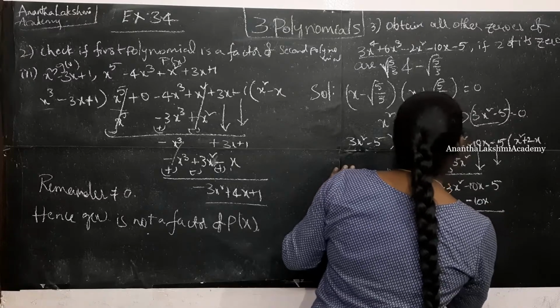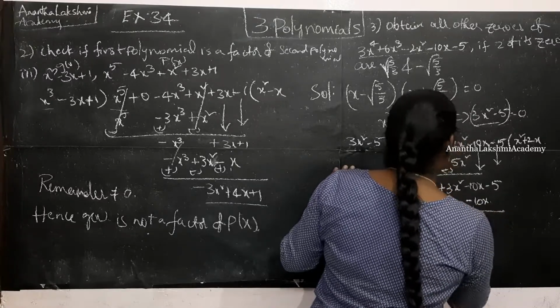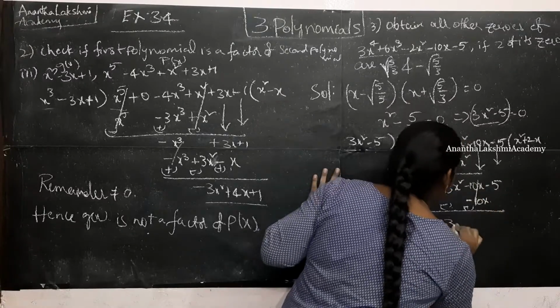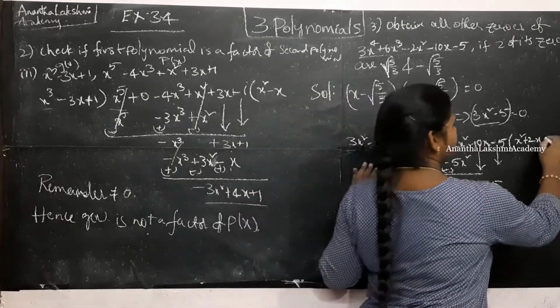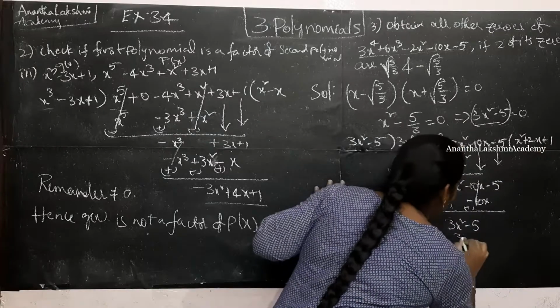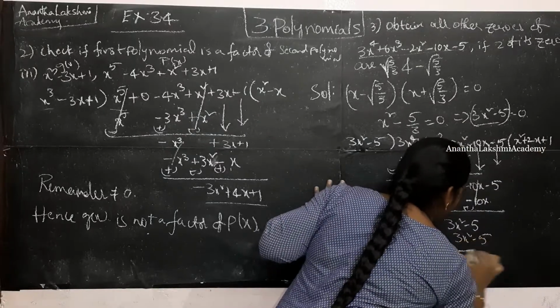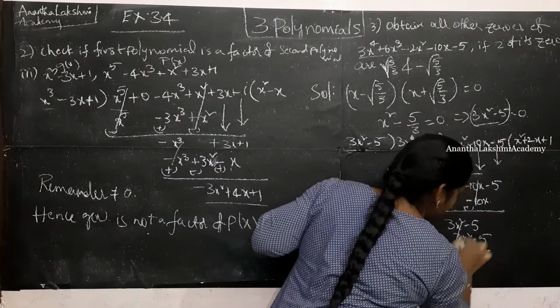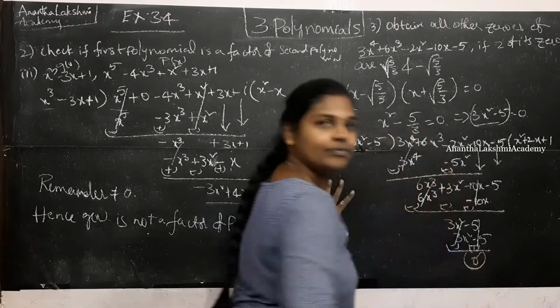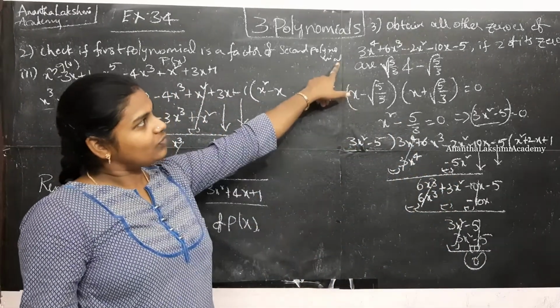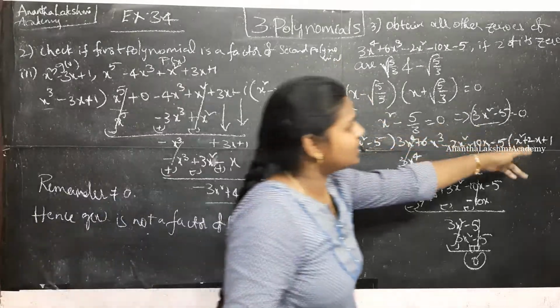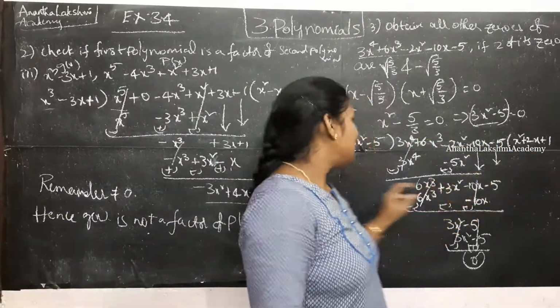As the signs change, the values get cancelled and you get 3x square minus 5. 3x square minus 5 is nothing but 1s. That gives 3x square minus 5, and as the signs change, they get cancelled and the remainder is 0. Now they are asking us to figure out the other zeros. The quotient is x square plus 2x plus 1.